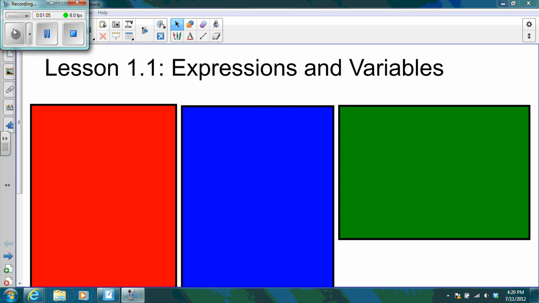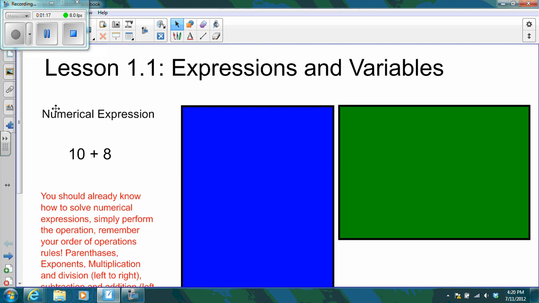So there's a few new things that we're going to learn in lesson 1.1 on expressions and variables, and maybe it's review. But to start, there's a few vocabulary words. And the first is numerical expression. A numerical expression is when you have two numbers and you have some kind of operation such as addition, subtraction, multiplication, or division between them.